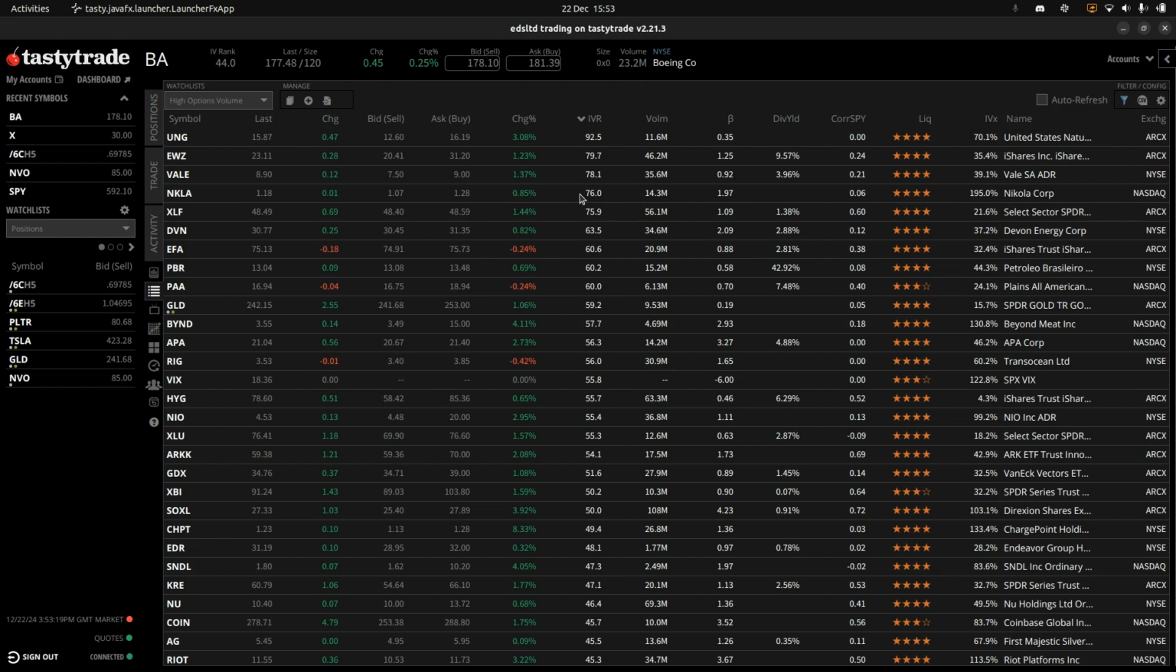IVR is IV rank. This tells us where IV is relative to that specific underlying over the past year. The higher the IV, the better for us. We are going to be writing and selling these contracts, which means that we are going to be short the contract. And anytime you're short something, you want to sell high and then buy it back lower. The higher the IV, the higher the volatility, the higher the options price. So you want to sell when the options prices are high, i.e. when volatility is high, and then buy it back as volatility contracts. So this is why we want to order everything from high to low.